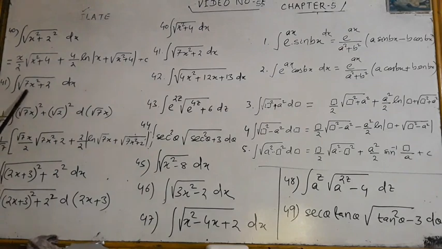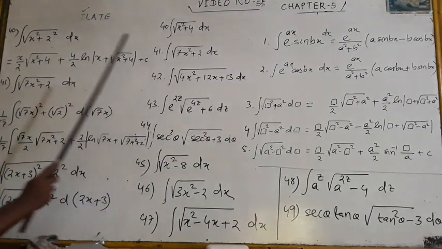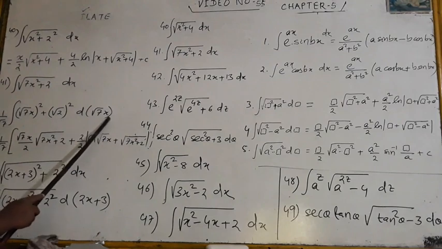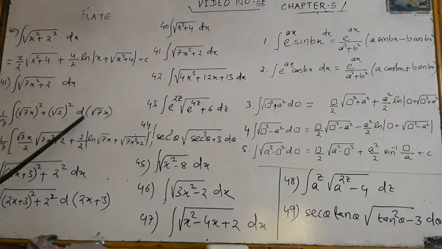Now this is 7x square plus 2, but for applying this method, we have to write whose square is this. It is root 7x square plus root 2 square, and here you have to write the derivative of root 7x, and the derivative of root 7x is root 7 dx. So I multiply root 7 here and divide root 7 here. Root 7 dx I am writing as the derivative of root 7x. Then applying this formula here, you get the answer.